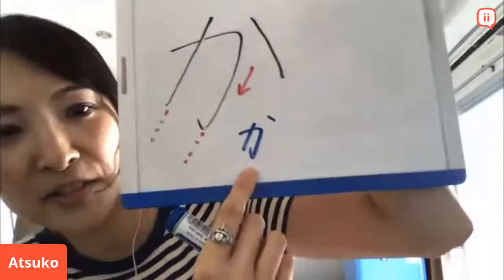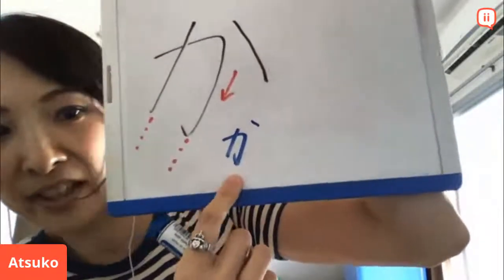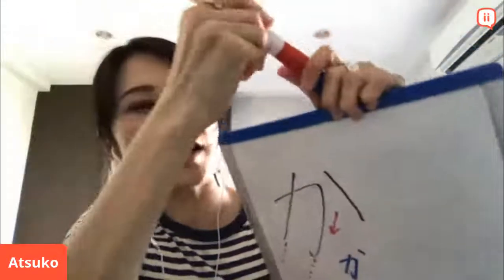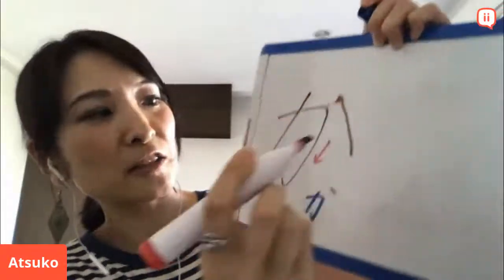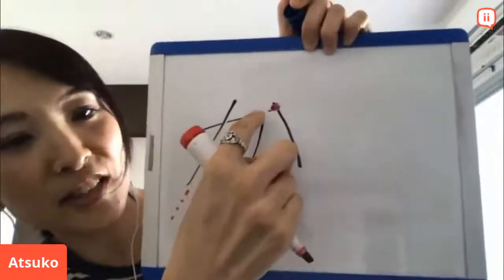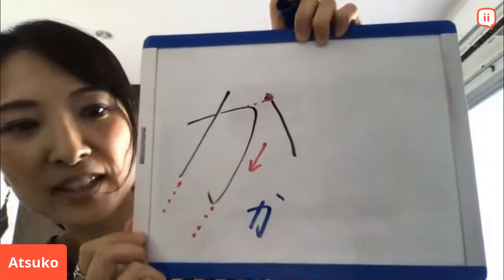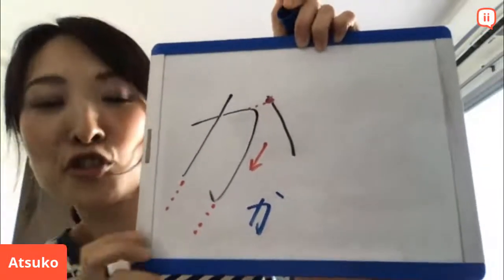And if third stroke is too high or too short, it looks ugly. Like this. This is very ugly. Okay? The starting point of third stroke is a little bit higher than this corner. Okay? And not too short.